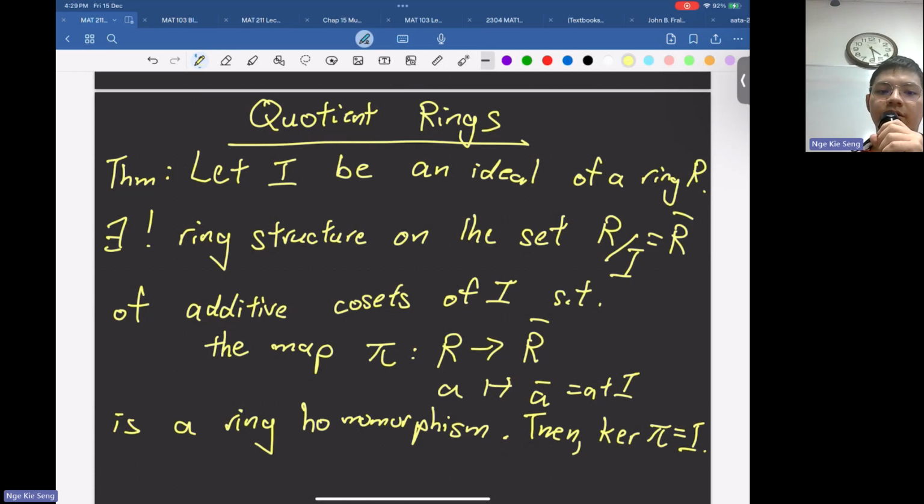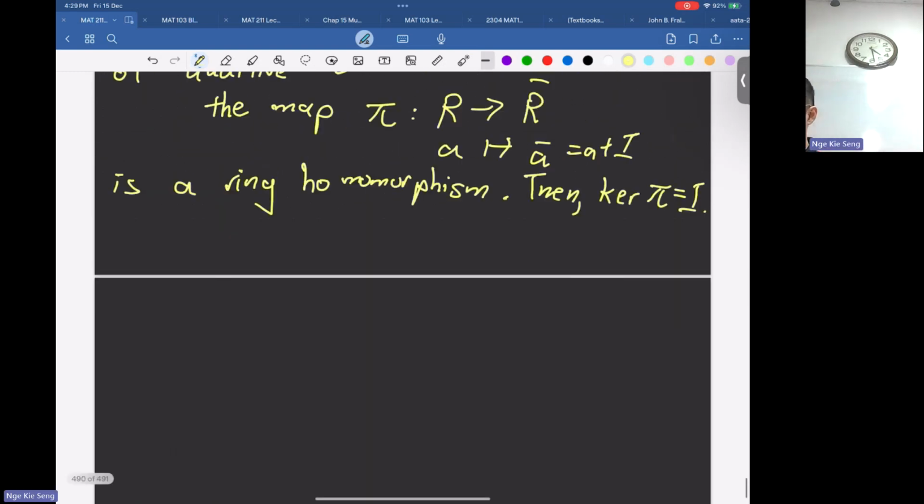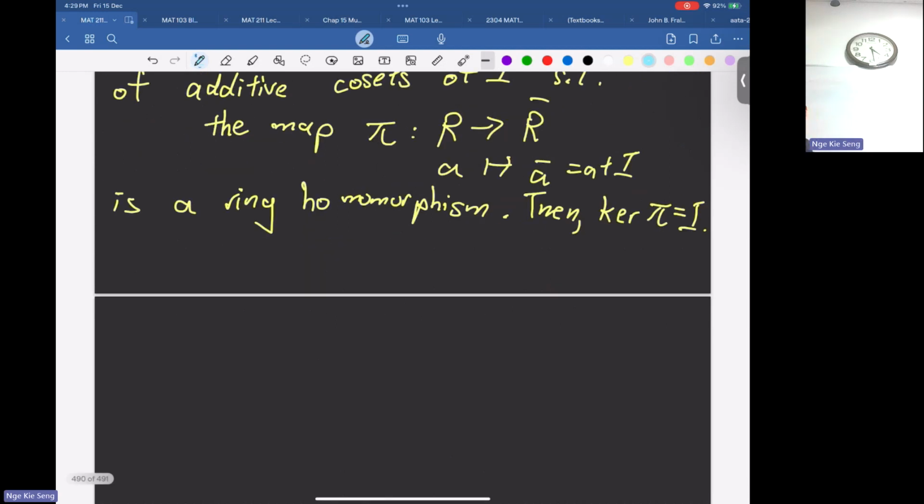If you want to have a look, it's similar to how we showed it for groups. Maybe it's not too enlightening if I prove it here, and it's quite tedious. But I need to tell you how they multiply and add, and then you need to verify why it works. So I need to at least tell you how they add.